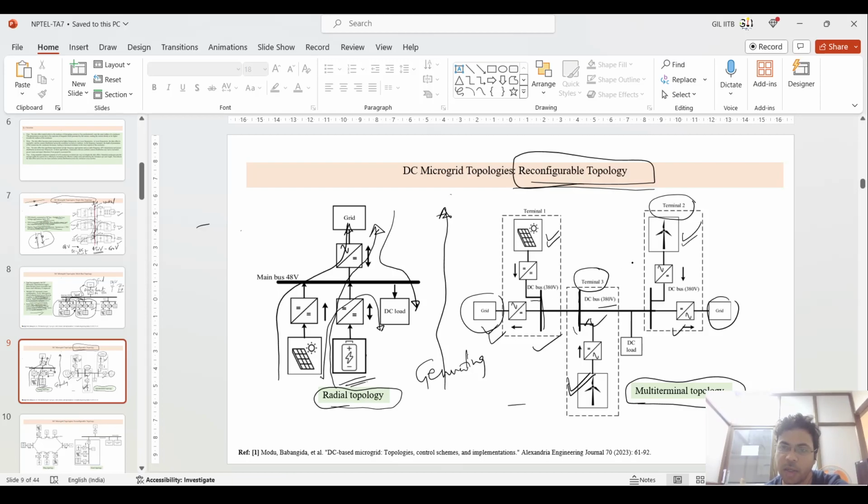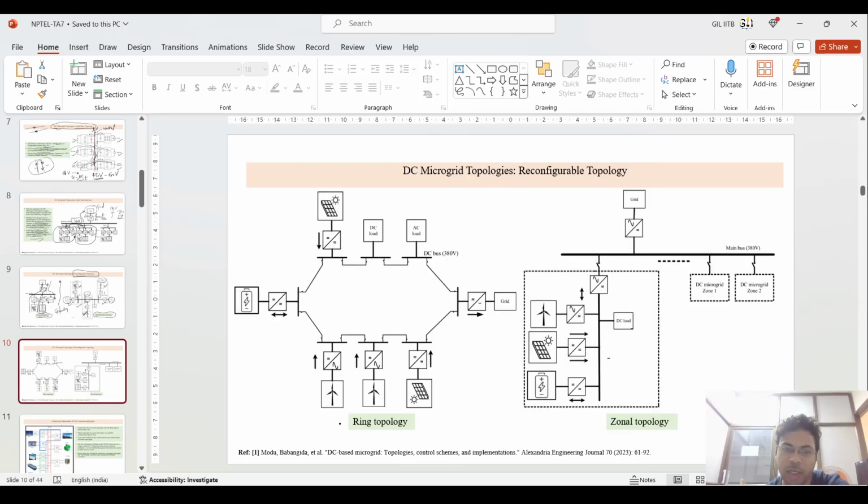You can disconnect terminal 3 and connect terminal 2 to terminal 1 directly. That is also possible. So coming to the next topology, that is the zonal ring topology. In the ring topology, if you see, this is a ring kind of structure. We have already studied in this power system network this ring type network for generation, and this radial kind of distribution systems.